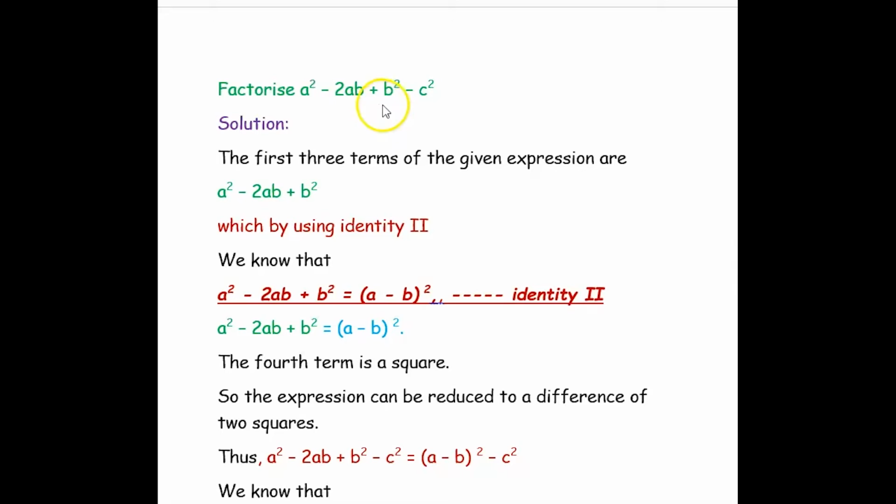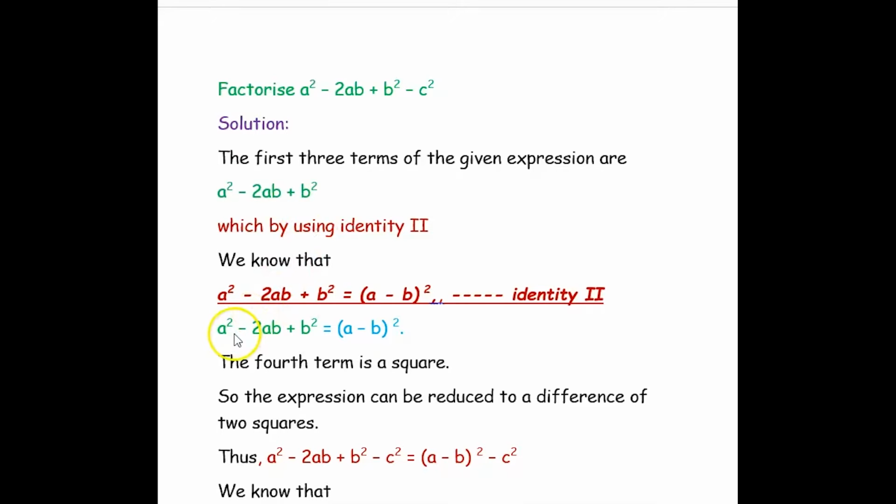1, 2, 3, 4. So now, let's take the first 3 terms of the given expression, which is a square minus 2ab plus b square. We have learned different identities. Now I think this expression suits identity 2. We know that a square minus 2ab plus b square can be written as a minus b whole square, which is nothing but identity 2.